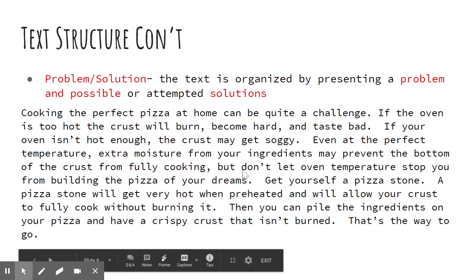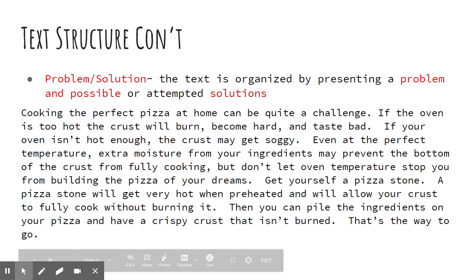All right, the very last one is problem and solution. This is where they present a problem and either a possible or attempted solution. So here's some problem, here's how we maybe could fix it.